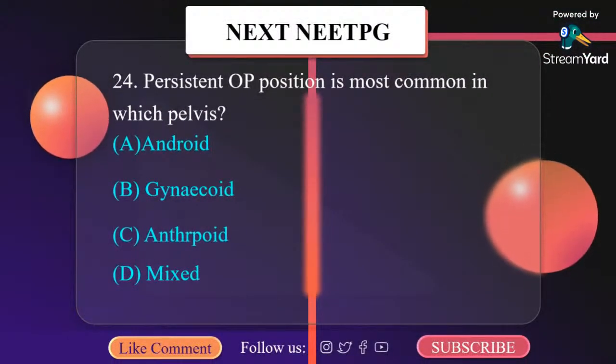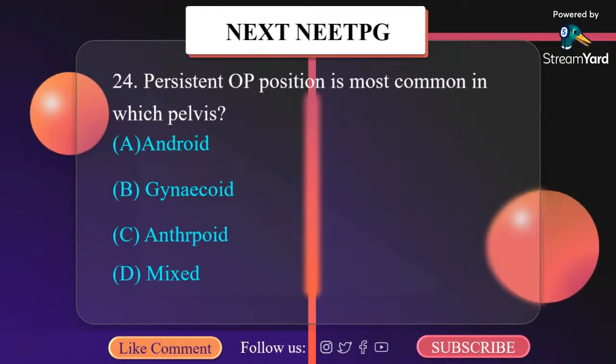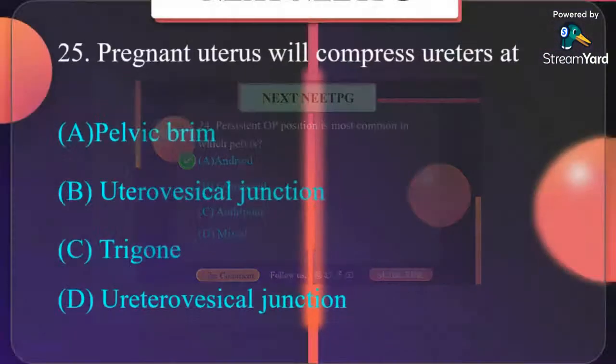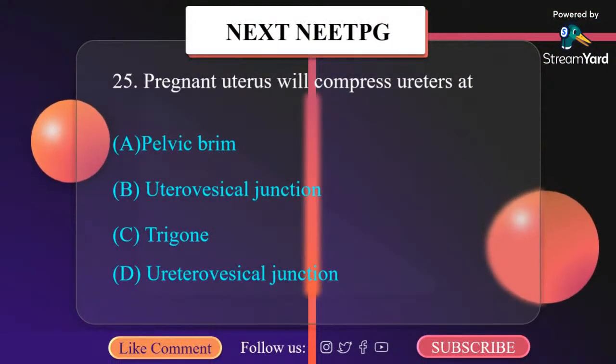Persistent OP position is most common in which pelvis? A. Android pelvis, B. Gynecoid pelvis, C. Anthropoid pelvis, D. Mixed. It is android pelvis. Pregnant uterus will compress ureters at A. Pelvic brim, B. Uterovesical junction, C. Diaphragm. It is pelvic brim.